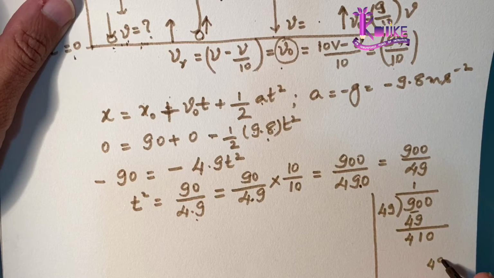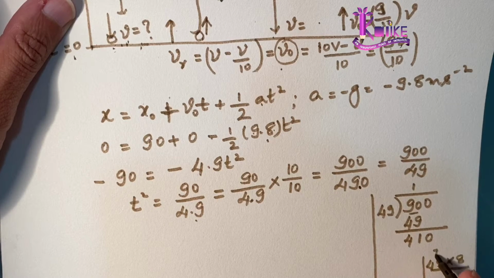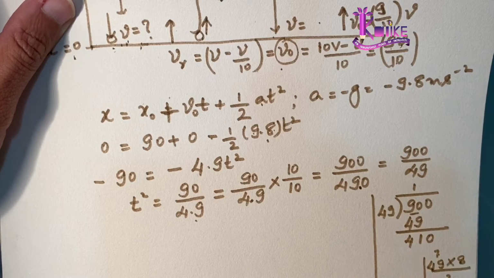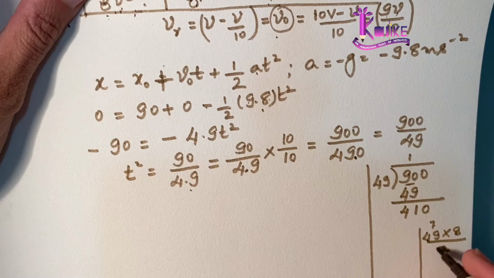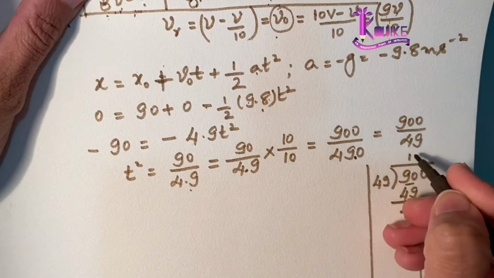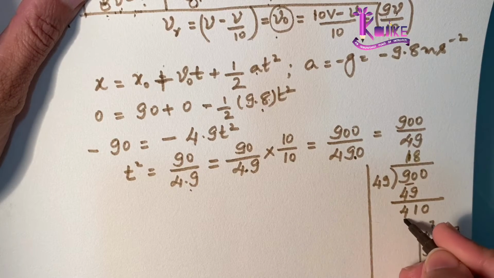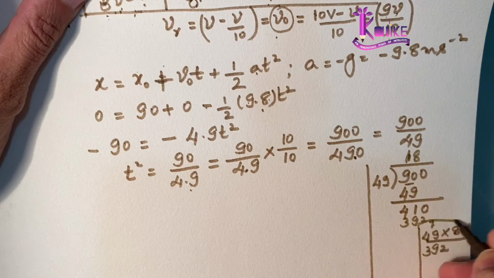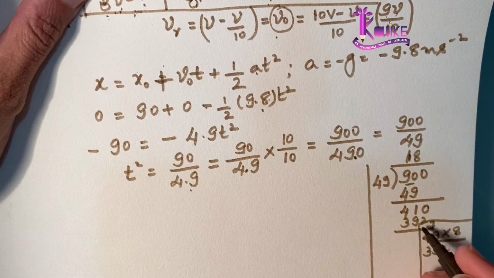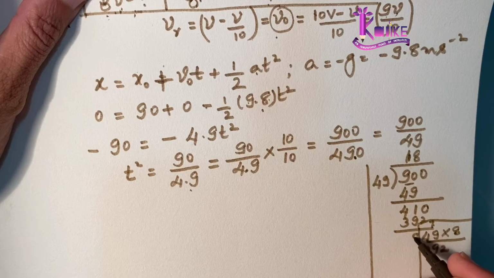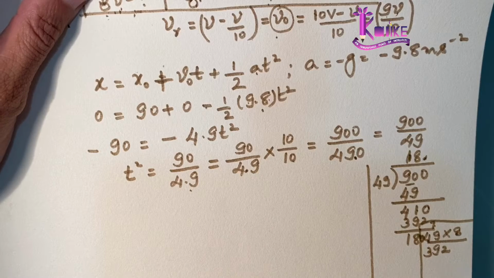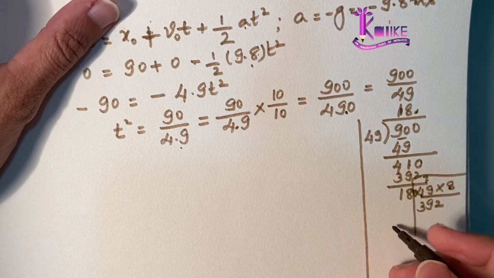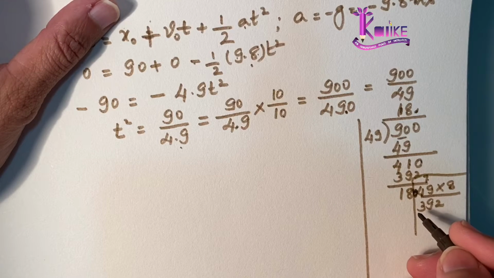Let me check how much is 49 into 8. 8 9s are 72. 8 4s are 32, plus 7 will be 39. So I can easily write this as 392, right? So this will be now 0, this will be 8, so this will be 10 minus 2, so 8, then 1, then you keep a decimal point, you get 180, right? So you have 180.